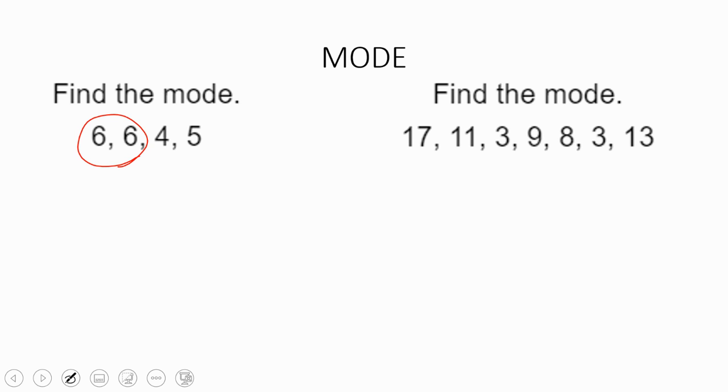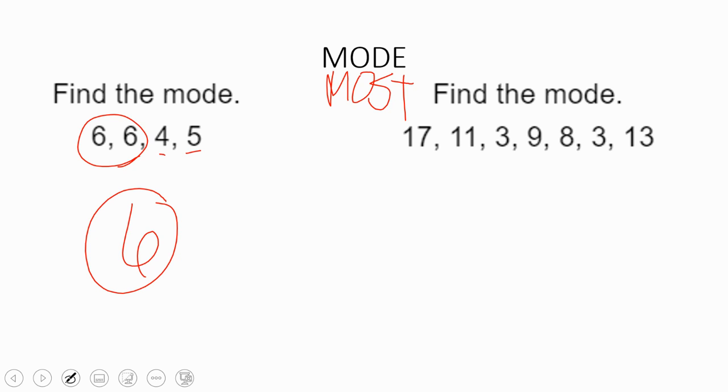All right, mode means most often. So looking here, 6 happens twice. So mode, most. 6 happens twice, 4 happens once, 5 happens once. So the mode is 6. It's a number that happens most often. 17's 1, 11's 1, 3 is 2, 9, 8, 13 all happen once. So your mode here is 3.